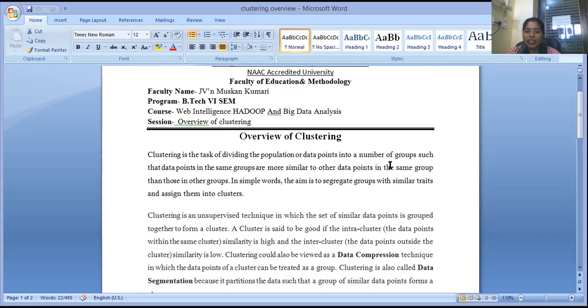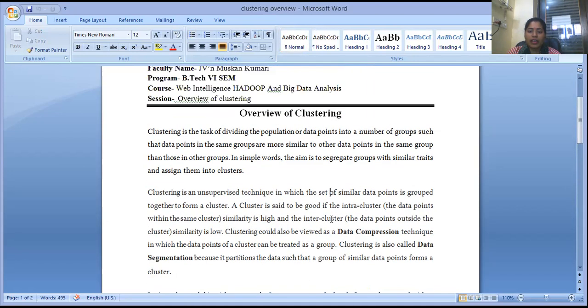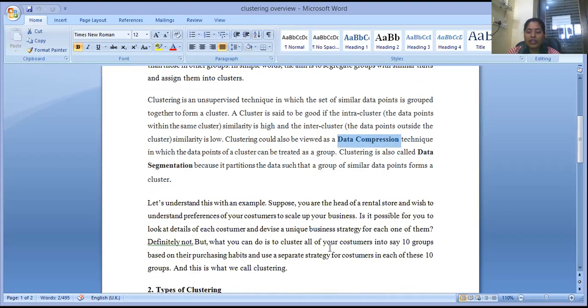Please be prepared on all the sessions already completed, and approach all the possible questions on your own. Some questions will arise from this session, like what do you mean by data compression? Can we also call data compression the same as clustering, or is data segmentation also known as clustering? Please make some points to clarify it.